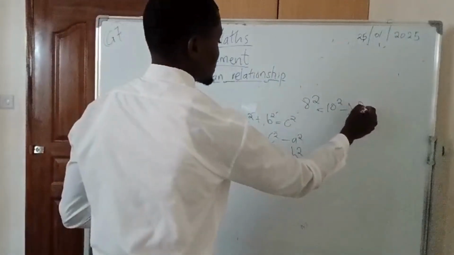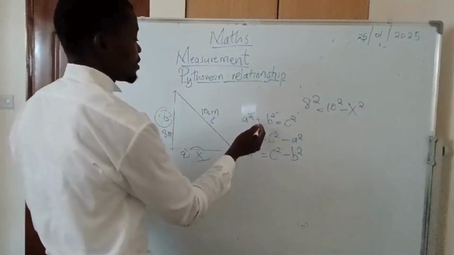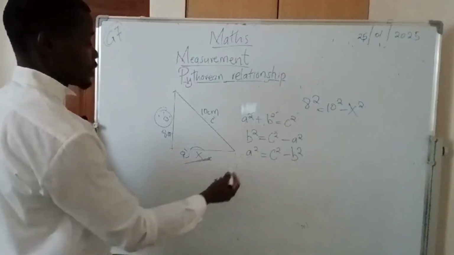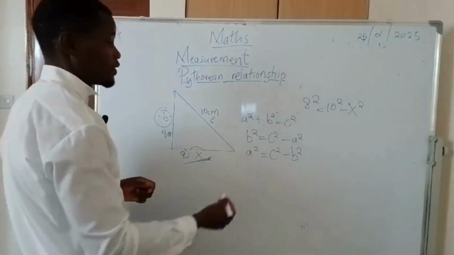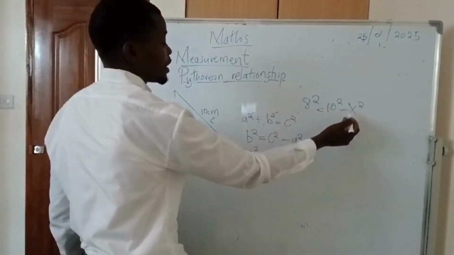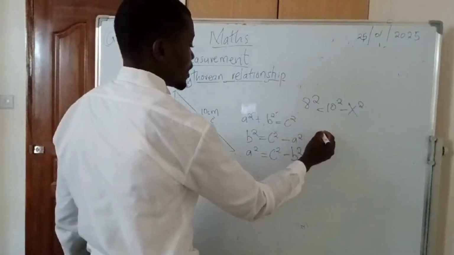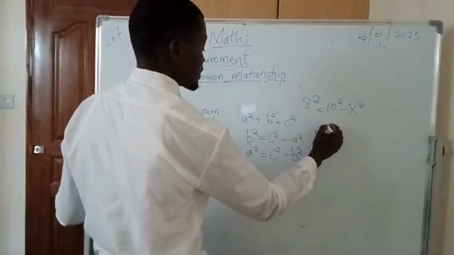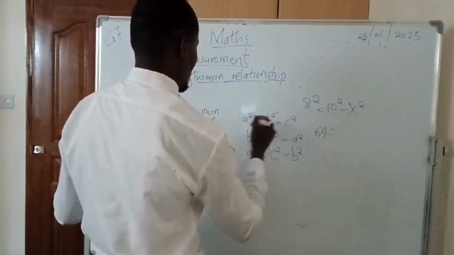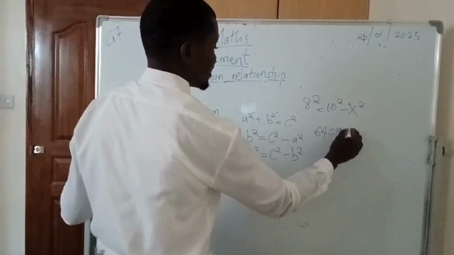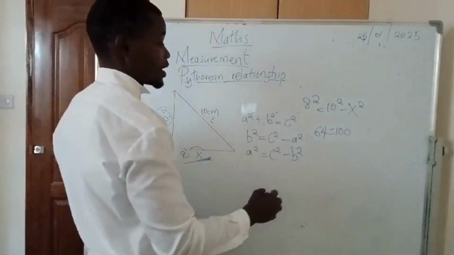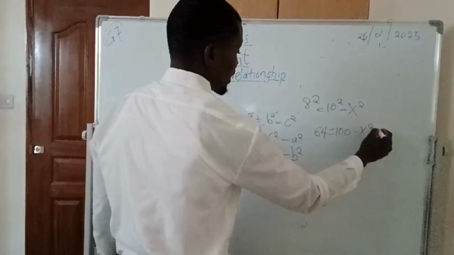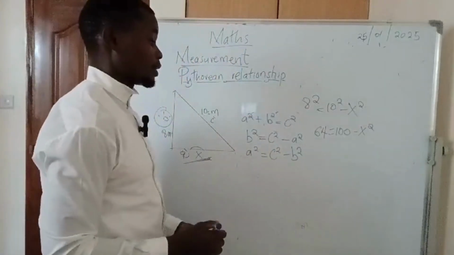So this one will be x squared, because remember the formula, a squared plus b squared is equal to c squared. But now you've been asked the base here. So just substitute the formula: 8 squared is equal to 10 squared minus x squared. Now 8 squared, we said, is 64, is equal to this side, 10 squared, which is 100, minus x squared, which you are actually looking for.